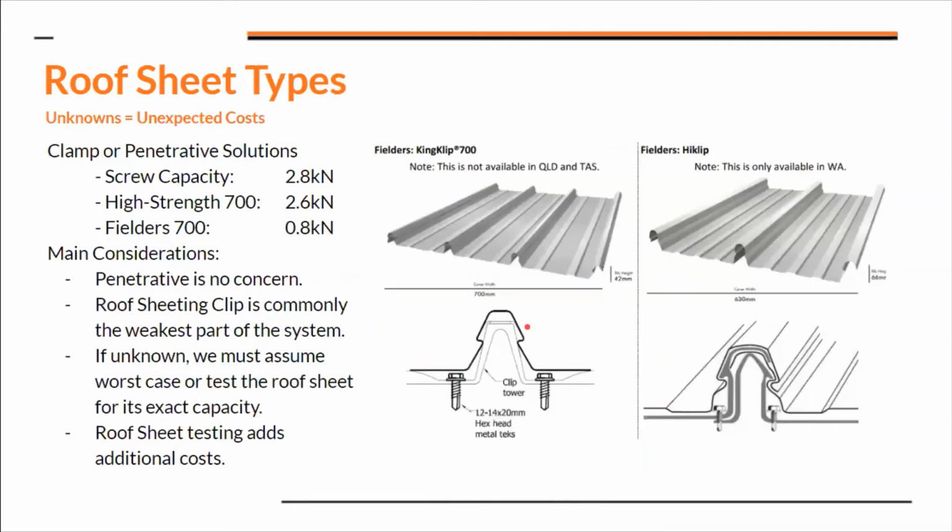Roof sheet types. Now, we did go through this. The reason I bring this up is with the sales team as well, because it should put some reassurance in your mind, as well as raise some red flags for you. So going through it in a somewhat more abbreviated manner, you have two roof sheets made by the same manufacturer. One is Fielder's King Clip 700, the other one's a Fielder's Hick Clip.